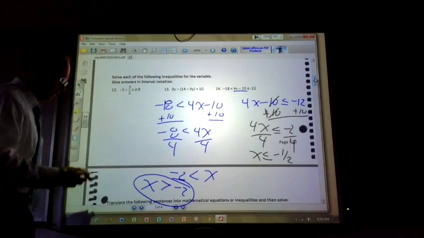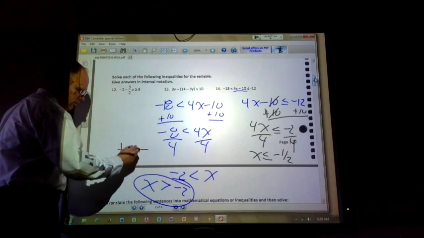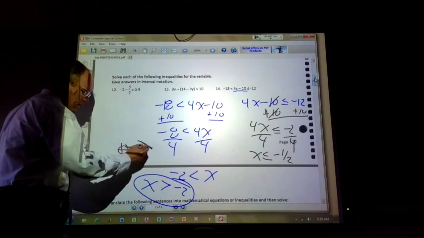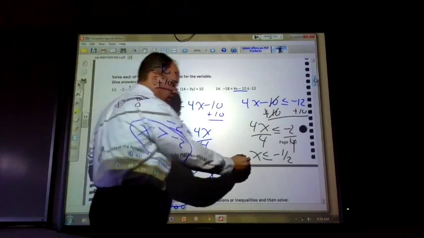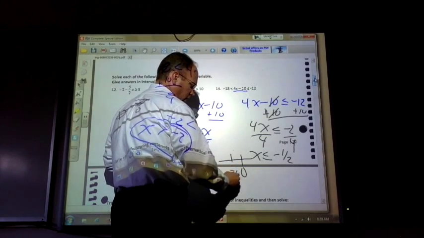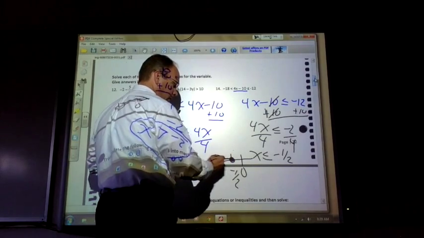Okay, so let me think about this. So this means I want values from negative 2. So if I had 0 here, I'm going from negative 2 this way. And then this one means I want values that are going from 0, and I get negative half over here. I want a solid dot going this way.